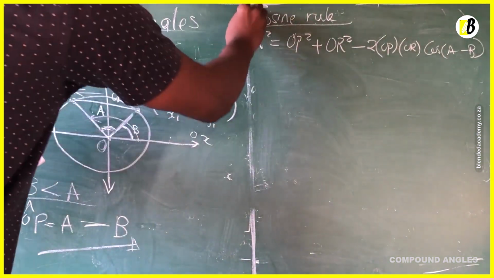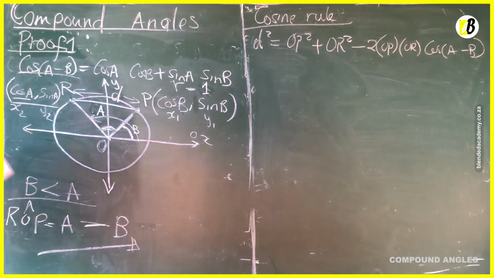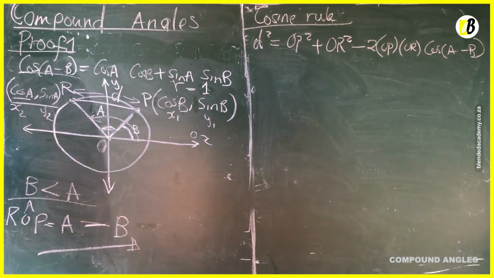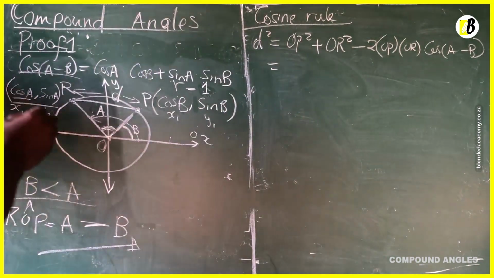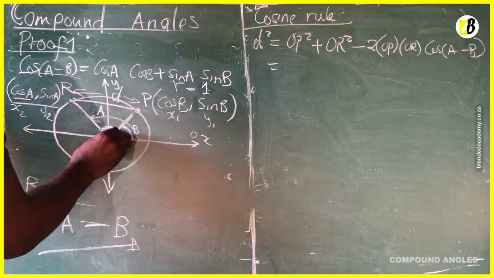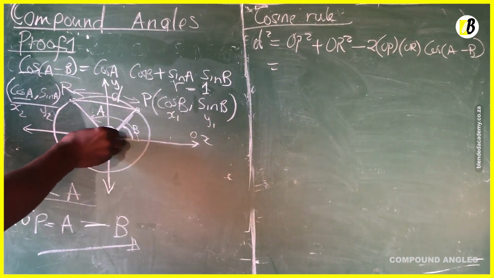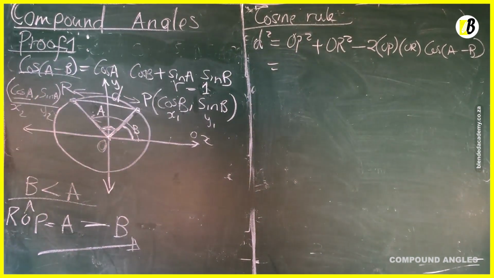This is the cosine rule. For those who have forgotten about the cosine rule, please go back to your grade 11 notes. You can just try to revise, and then it will be much easier for you to understand with the basics of the cosine rule. So let's move on. Remember that we said that the length of the radius for this circle is equal to 1.